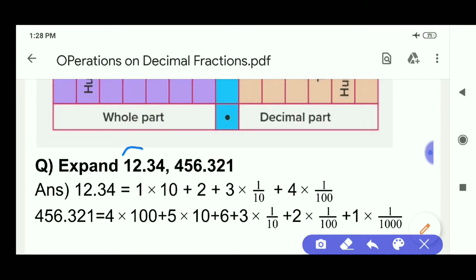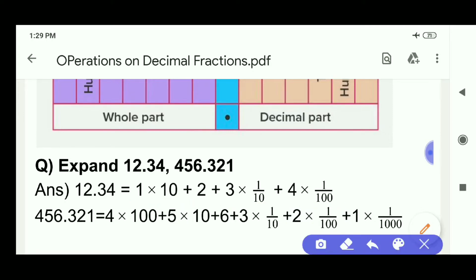Now, in the question, expand 12.34. Here, 12 is called the whole part or integral part. 34 is called the decimal part. Now, in 12.34, 1 is in tens place, 2 is in units place, 3 is in tenths place, and 4 is in hundredths place. So, it can be expanded as 1 into 10 plus 2 plus 3 into 1 by 10 plus 4 into 1 by 100.